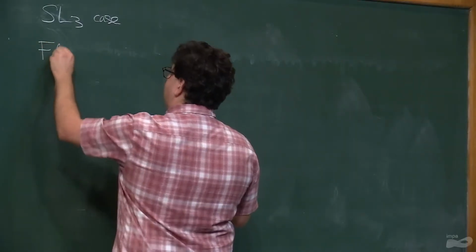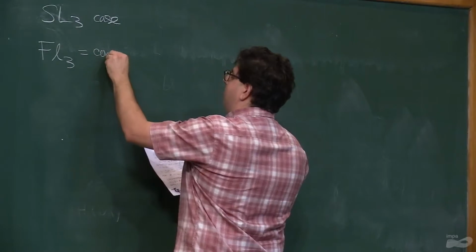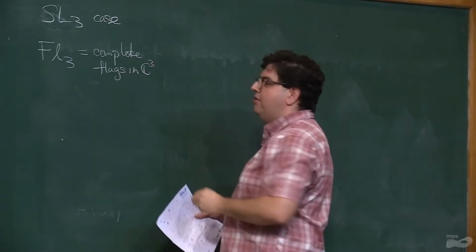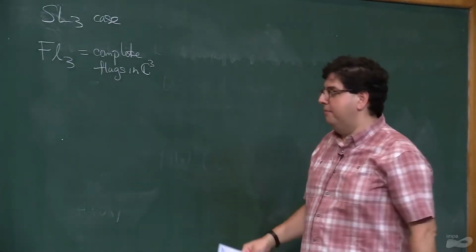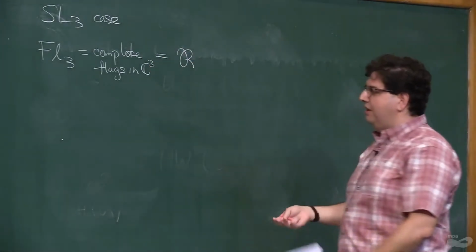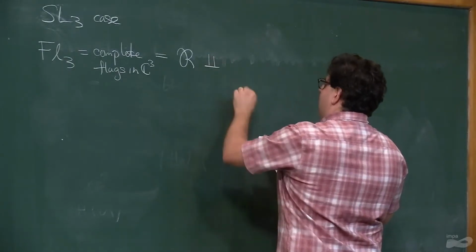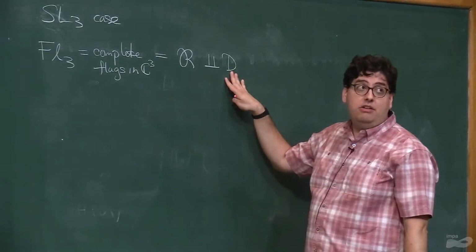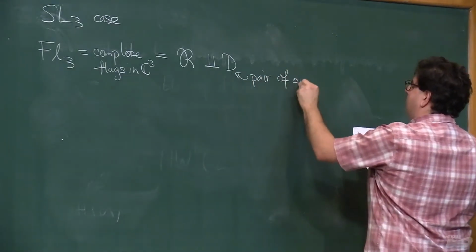So you can consider a manifold FL3. This is complete flags in C3. So you have the point, then the line, then a plane containing the line, and then the whole space. This guy could be written in a certain way, so there's a lot of interesting subvarieties in here. In fact, this FL3 has a very nice anti-canonical divisor, D, which consists of a pair of opposite Schubert divisors.